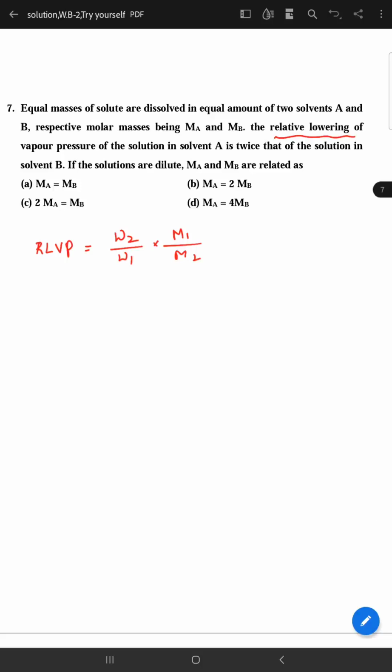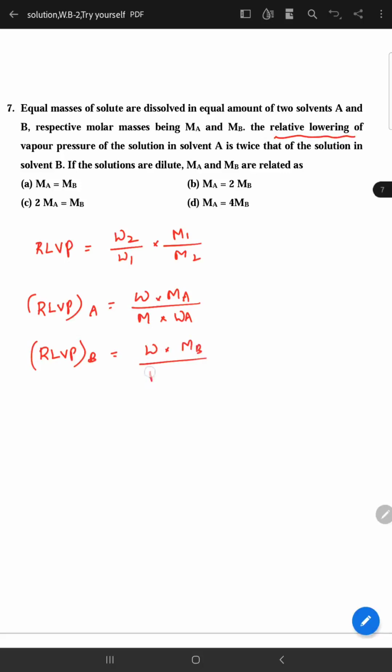Now if you apply it to solution A, the RLVP of solution A will be equal to, since equal masses are taken, W into molecular mass of A divided by molecular mass into WA. Similarly for B, the RLVP of solution B, again the mass is the same, therefore MB by molar mass into WB. Now take the ratio, RLVP of A divided by RLVP of B. So W and the molar mass cancel out.